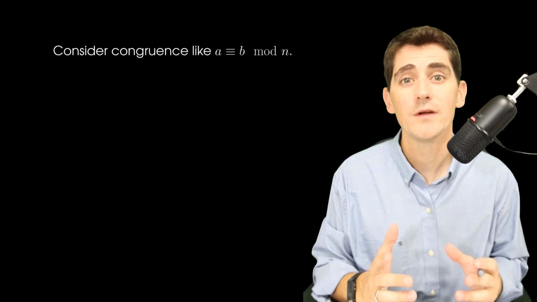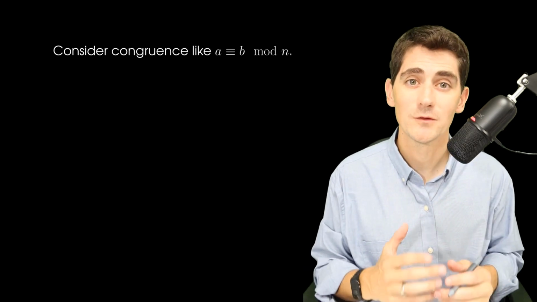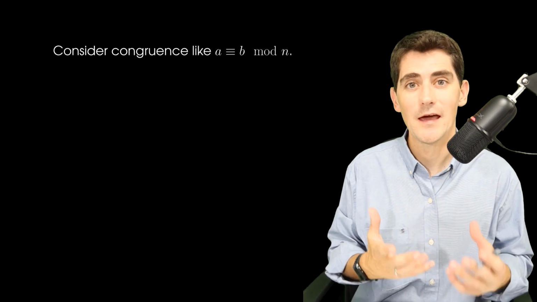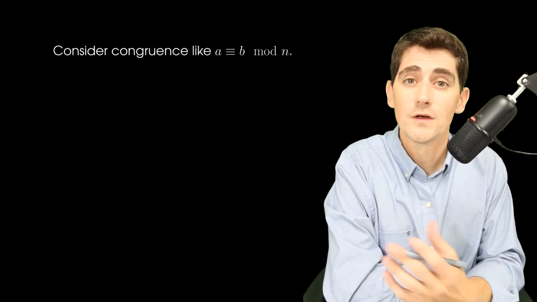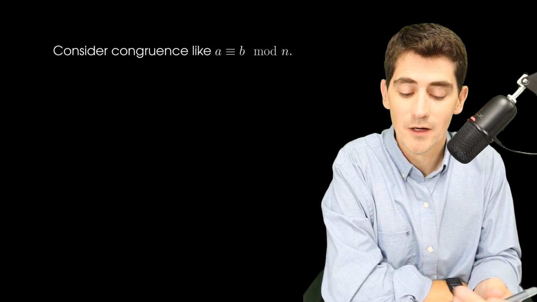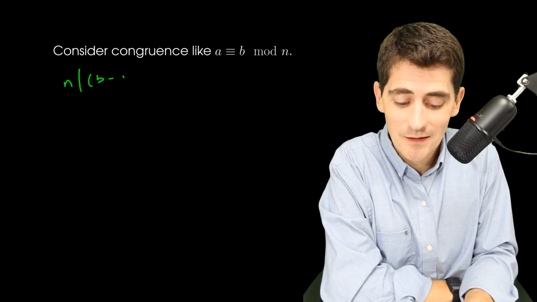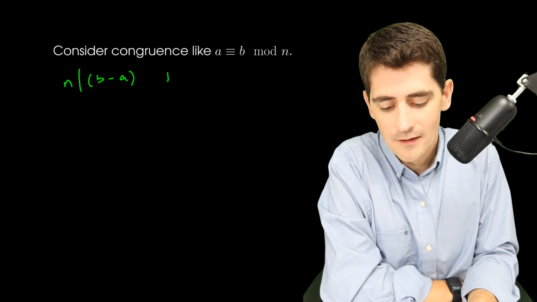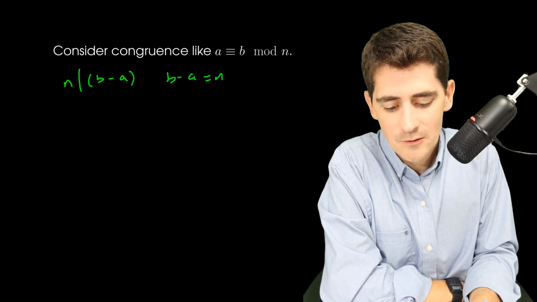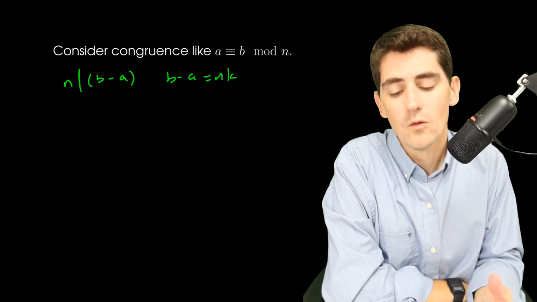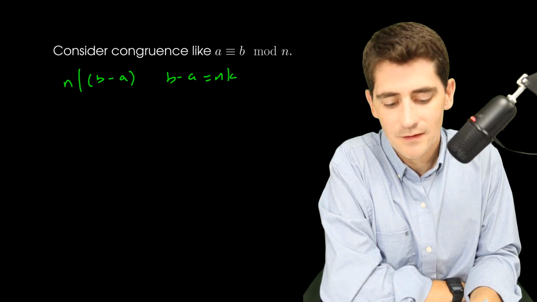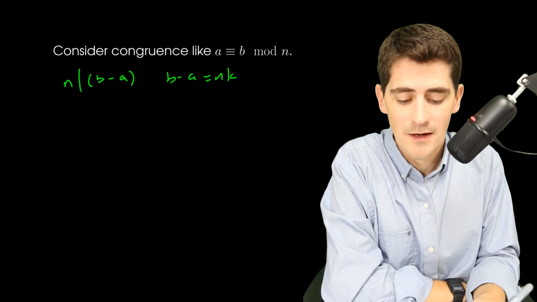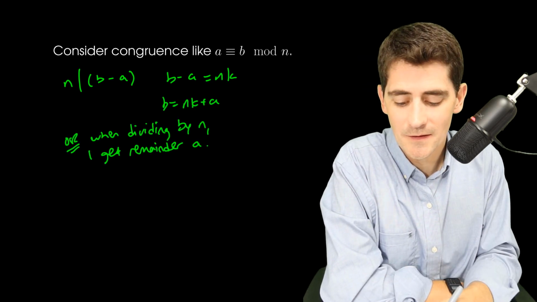Before we define what we mean by an equivalence relation, let's look at a context that may be a little bit more familiar to us, and that's congruence, like a is congruent to b mod n. Just to review, the definition says that n divides b minus a. That also means that b minus a equals n times something. Or sometimes we think about it as: if I divide b by n, I get a remainder of a. So for example, let n be 5.